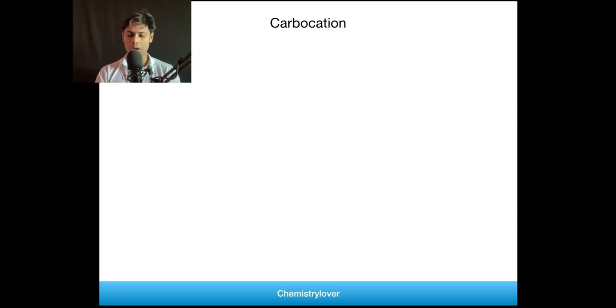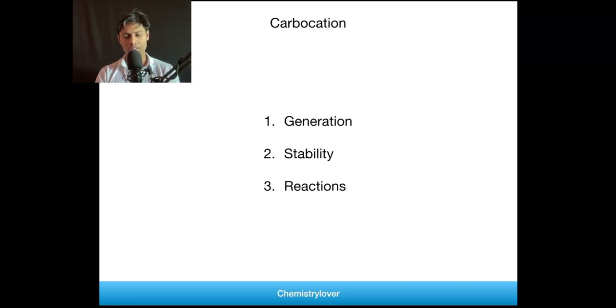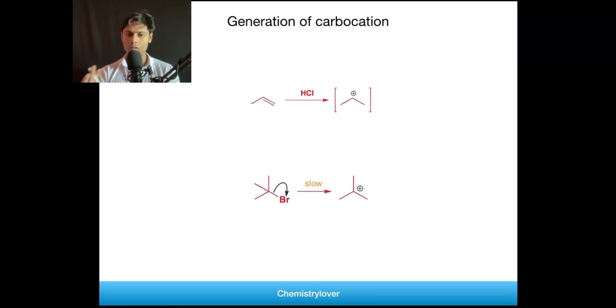So carbocation, as the name suggests, is the species where the positive charge is on the carbon atom. We will discuss generation, stability and reactions of carbocation in this particular lecture. First, let us talk about generation of carbocation.